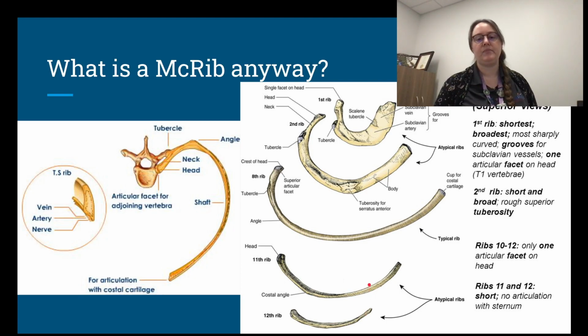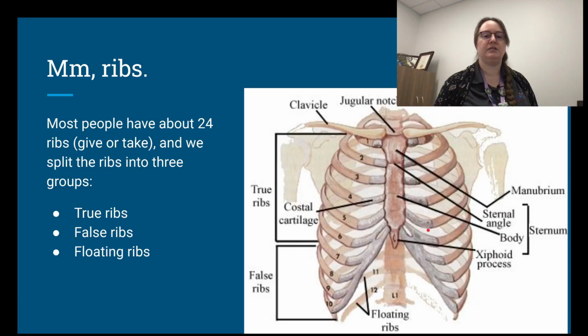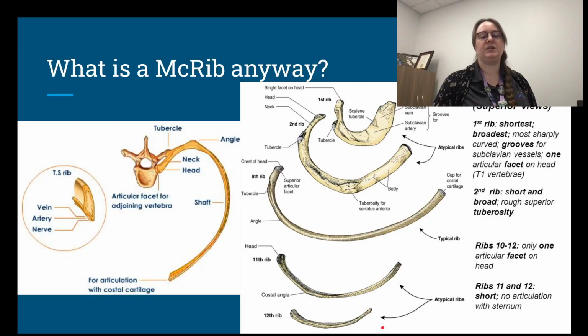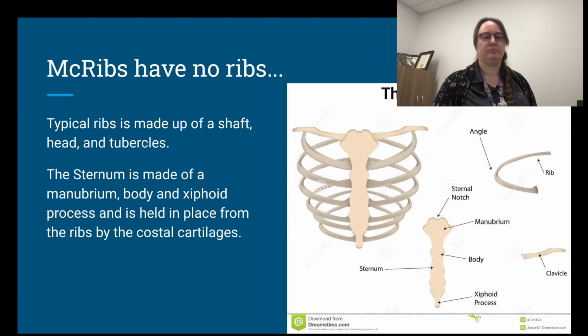All right. So again, atypical, atypical, typicals. And true ribs, false ribs, floating ribs. So that's basically what I want you to get out of identifying ribs.